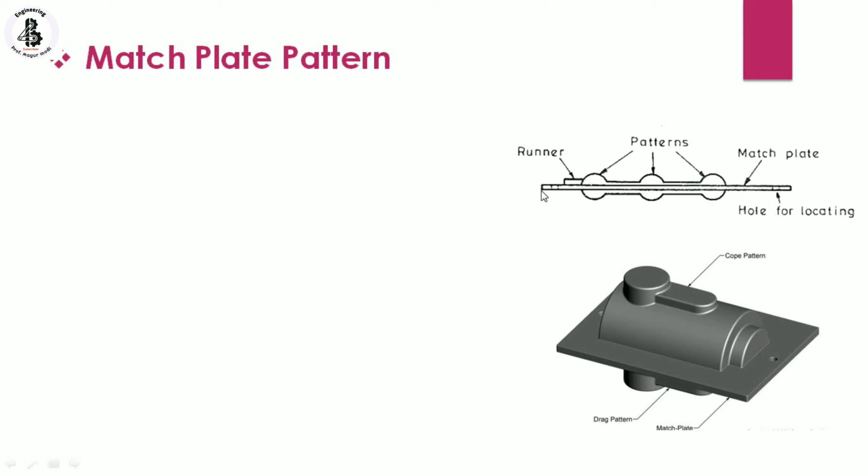So here there will be one plate, or you can say match plate, and the patterns will be attached onto the upper side and lower side, with the help of a runner, and providing the hole for the molten form of the metal. Just you can see such kind of shape, and that will be the cope pattern. The lower side will be the drag pattern, and in between it will be a match plate. From both sides of the match plate, patterns of different size and shape are attached, and there will be one hole for locating. So here that will be the hole.